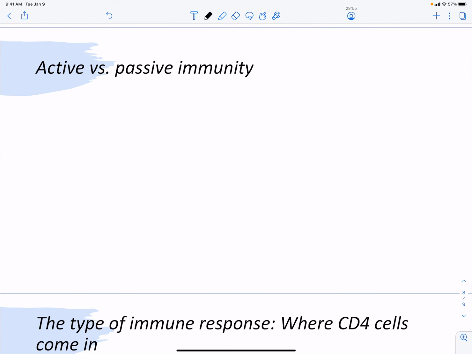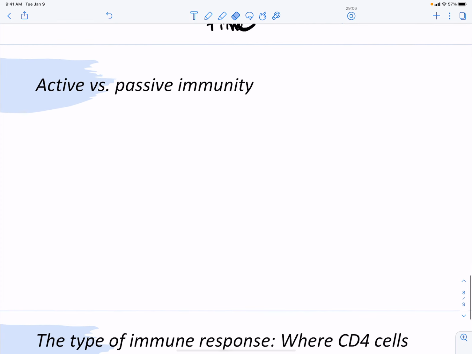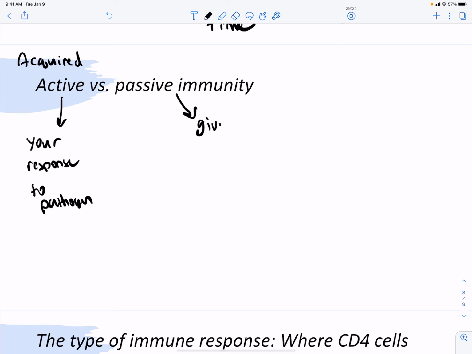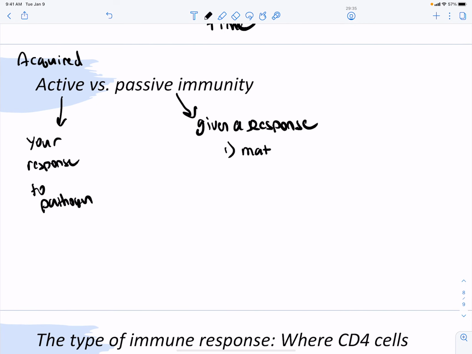All right, so we've talked about our innate versus acquired immune responses. And there's another concept with respect to your acquired immune response, which is active versus passive. So active means you developed a response. Passive is just that you were given a response. And this could be a baby from the mother to the baby, which is referred to as maternal antibodies.